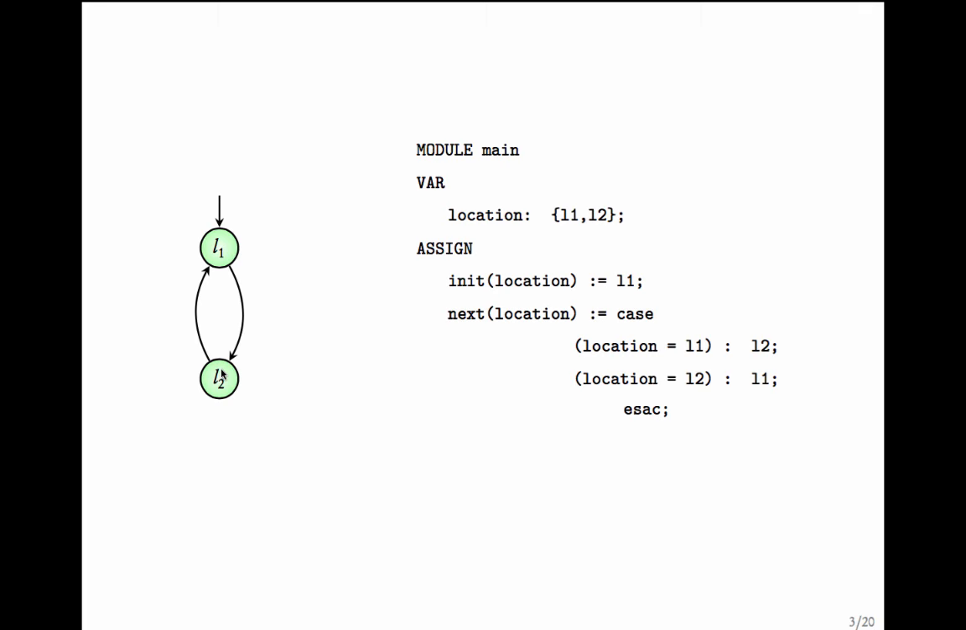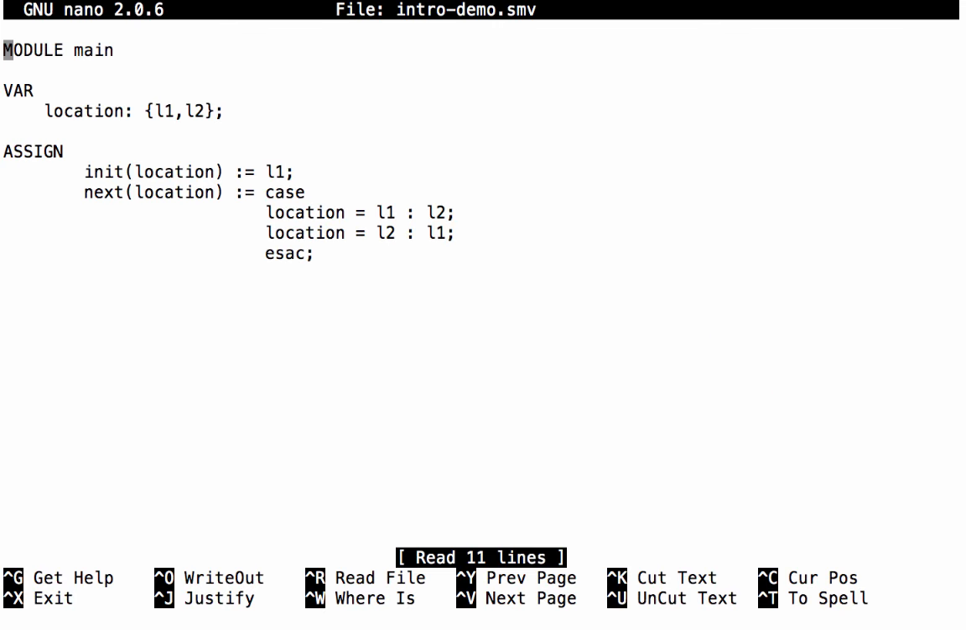Let us now see a demo of NuSMV. I have written the NuSMV code describing the simple transition system in a separate file with the extension .smv. .smv is the extension for NuSMV files. Let us now try to execute this code using NuSMV. If NuSMV has been rightly installed, you should be able to execute the following command.